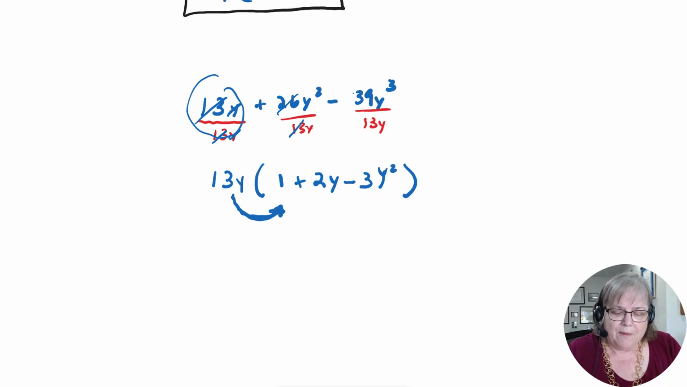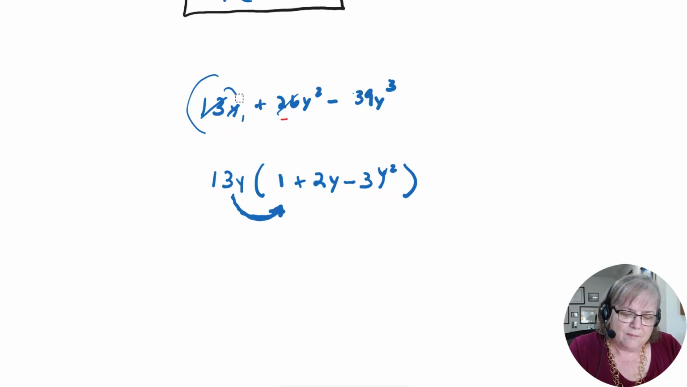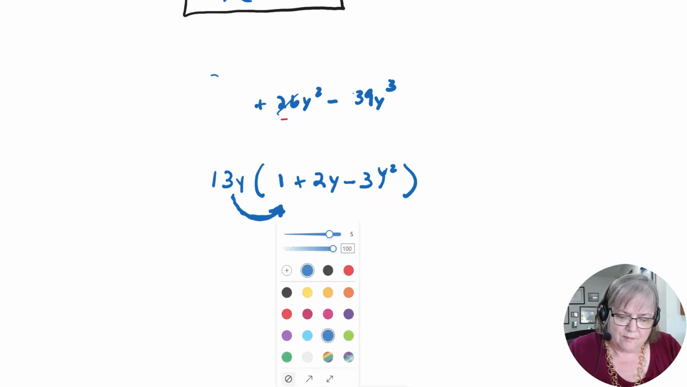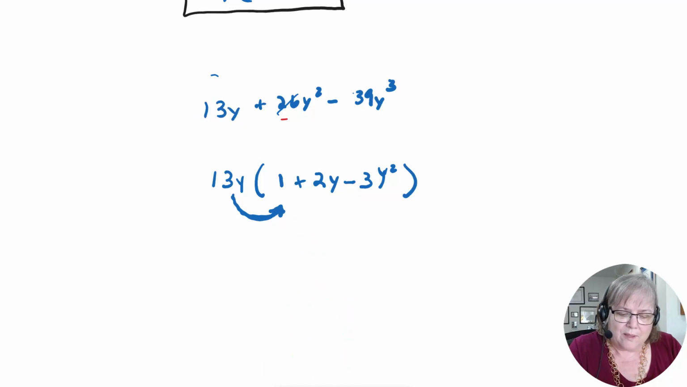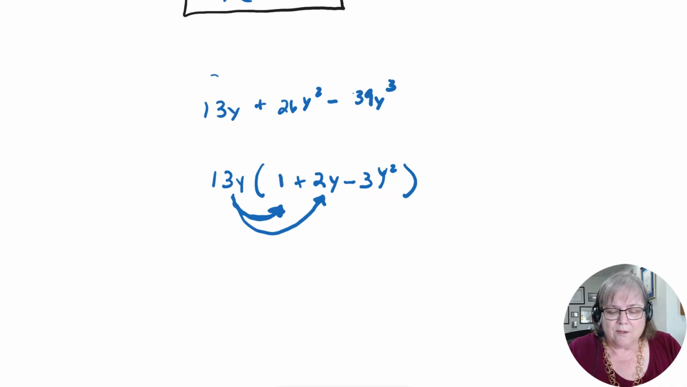Now let's check. So 13y times 1 is 13y, because what we're trying to check is if we multiply this out, do we get this 13y plus 26y squared minus 39y cubed back? So 13y times 1 is 13y. 13y times 2y. 13 times 2 is 26. Okay, that checks. Y times y is y squared. Okay, that checks. 13 times negative 3 is negative 39. 13y times y squared. The y times the y squared leaves me 3 of them. So, yep, that worked.